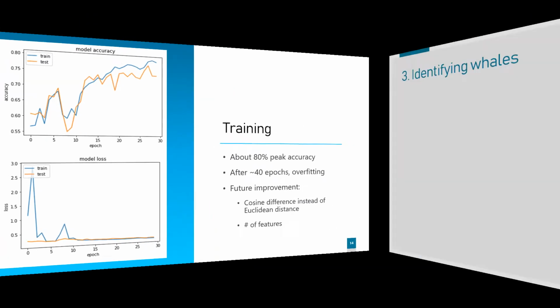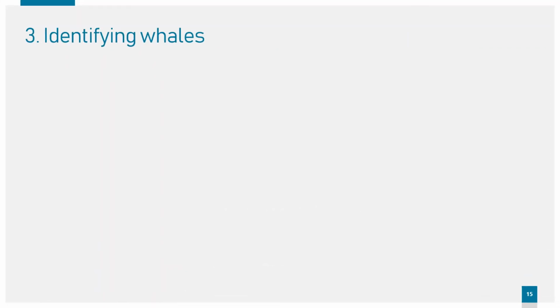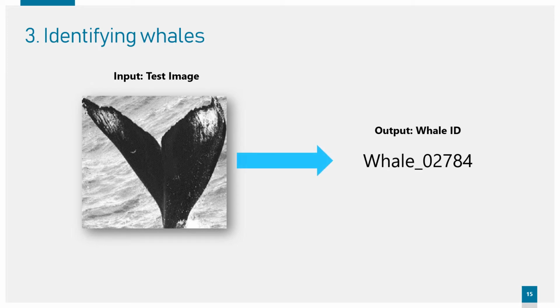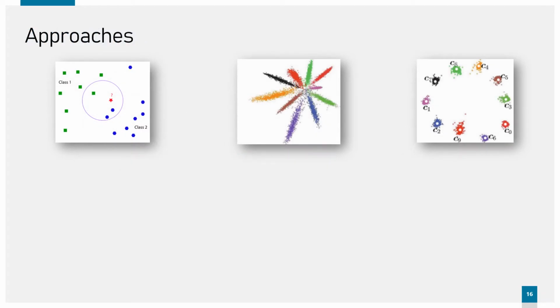So next, we're moving on into identifying whales. The goal is given an input of a test image, which is an image that the model has never seen, output the whale ID, which is the name of the whale. I tried 3 different approaches with varying levels of success.